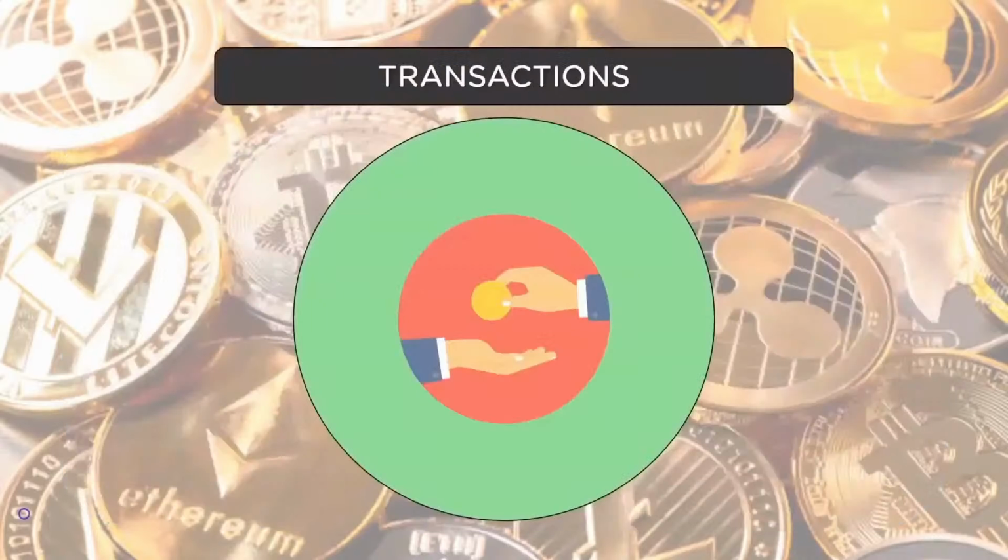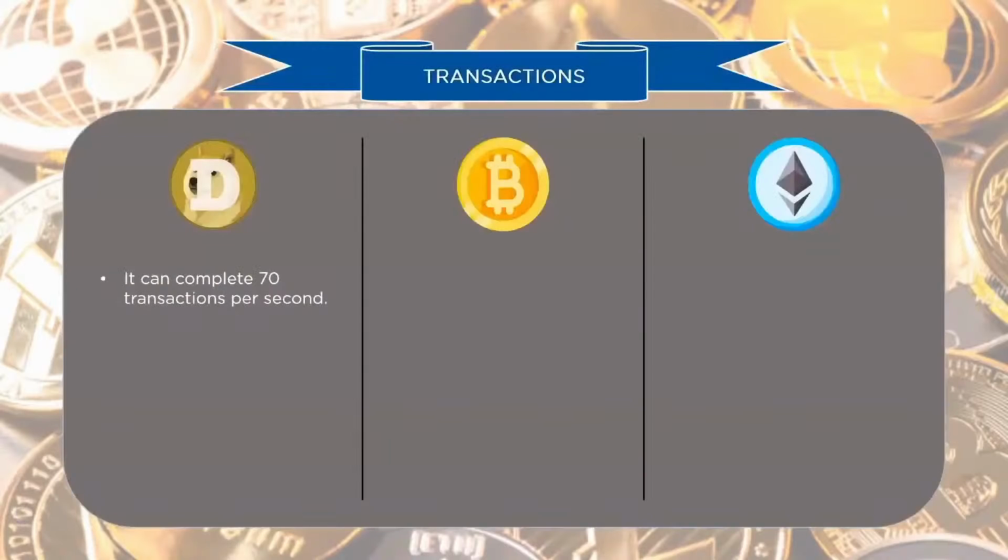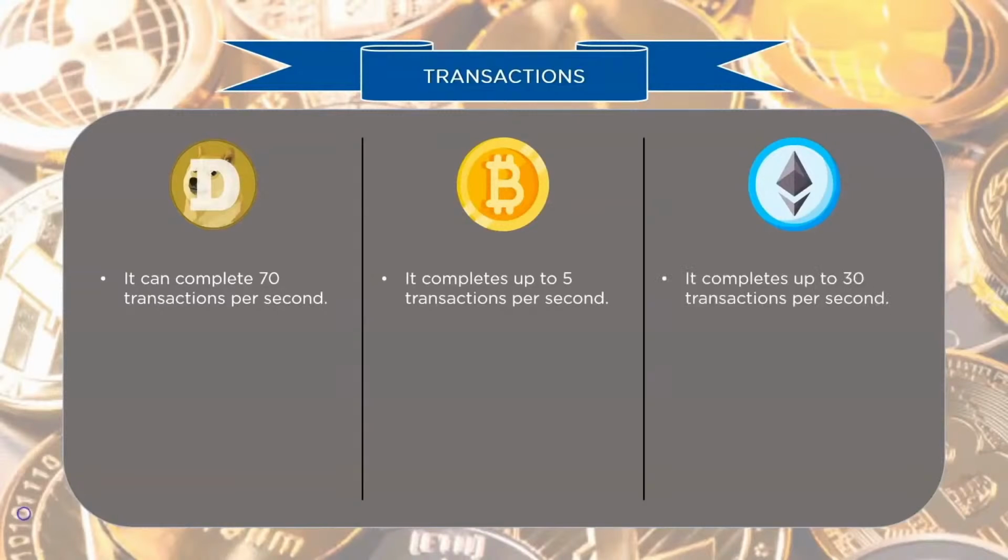Now, moving on to the following comparison, which is transactions. Dogecoin is the fastest and can complete 70 transactions in 1 second and takes just 2 to 3 minutes to confirm a transaction. Bitcoin can complete up to 5 transactions in 1 second and takes 10 minutes or more to confirm one transaction. And Ethereum can complete 30 transactions per second and it takes just a few minutes to confirm it.